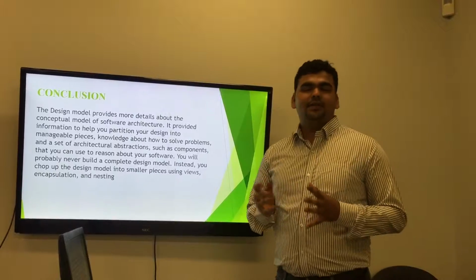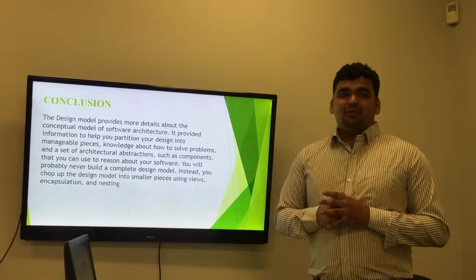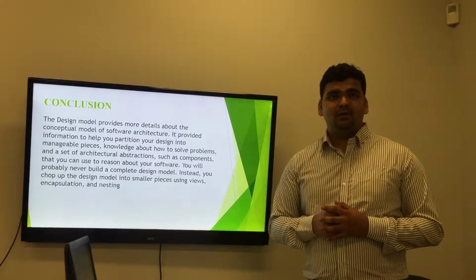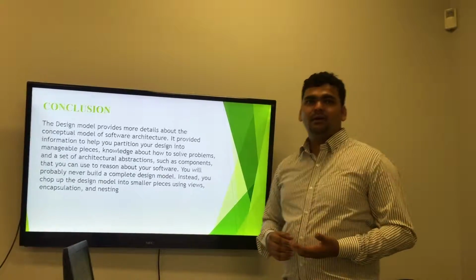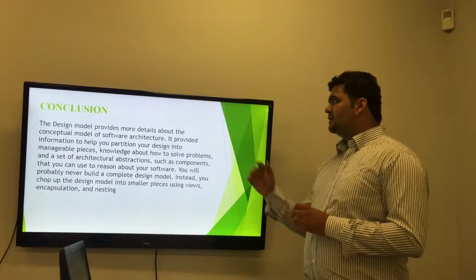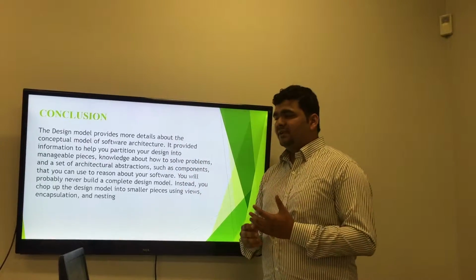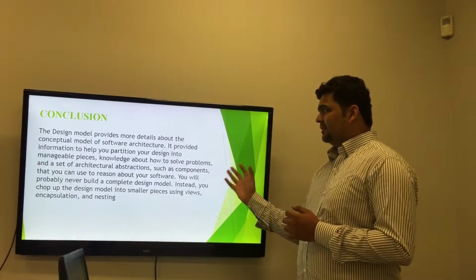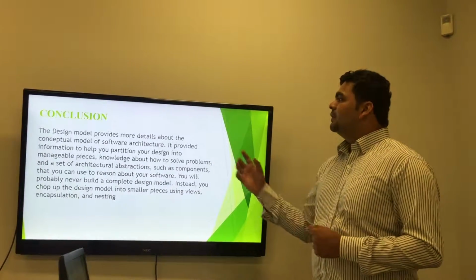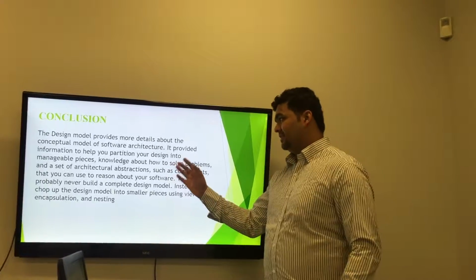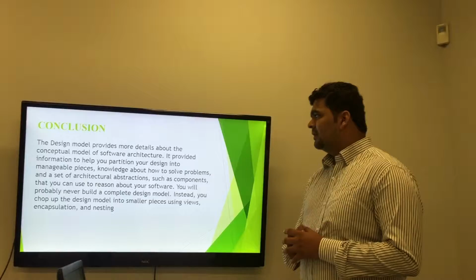So let's conclude how a design model can be very effective for the user compared to the other models. Being the second primary model, the design model is used more effectively than other models such as the domain model, because the design model provides more details of the conceptual model of software architecture. It provides information to help you partition your design into manageable pieces. You can divide the system into pieces and manage the system. It gives knowledge about how to solve problems and a set of architecture abstractions, such as components, that you can use to reason about software. So that's all.